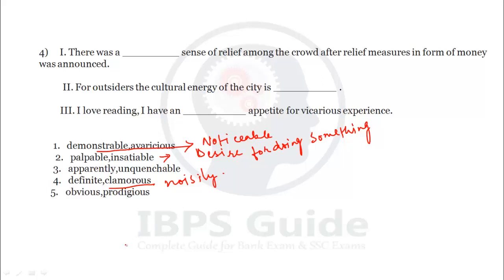So correct option, palpable and insatiable. There was a palpable, noticeable sense of relief among the crowd after relief measures in the form of money were announced, and for outsiders the cultural energy of the city is palpable. And I love reading. I have an insatiable appetite for vicarious experience. So that's why answer हमारा होगा क्या? Second, that is 2.